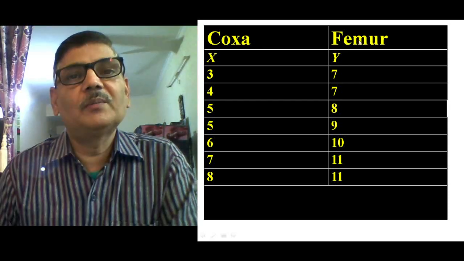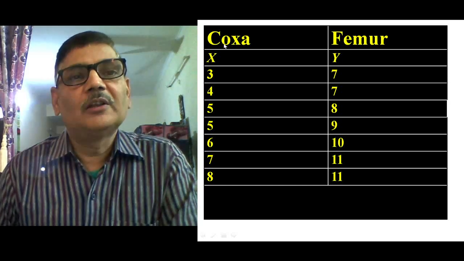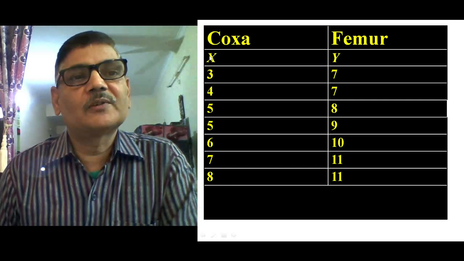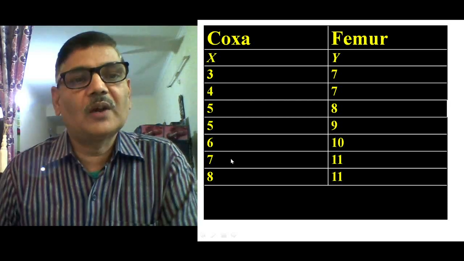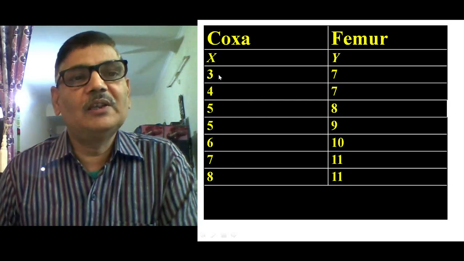See, coxa and femur are two segments in the limb portion of an insect. Suppose we measure the size of coxa and femur in millimeters, and there are x variables, x cases, that is 1, 2, 3, 4, 5, 6, 7. Suppose 7 insects have been randomly selected from the population and their coxa is measured. That comes 3 millimeter, 4 millimeter, 5 millimeter, like that.